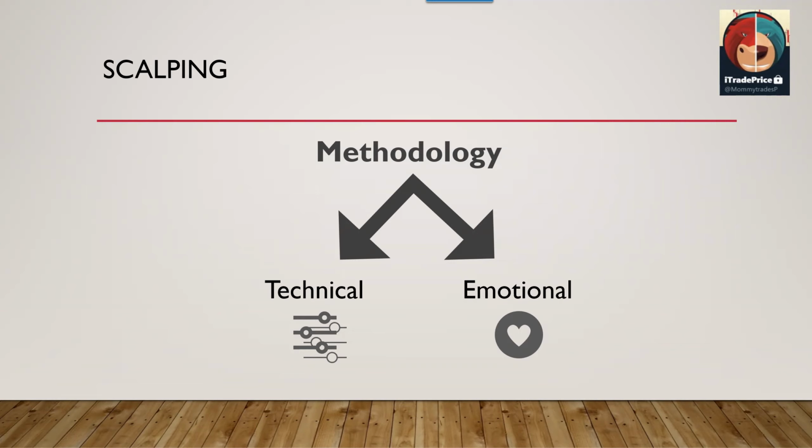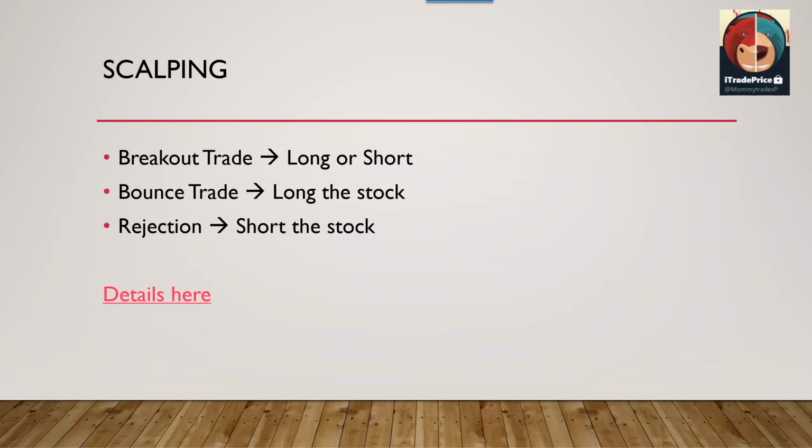The technical side is definitely something about patterns, about key levels, support and resistance, and all that stuff. So you have to know that as well. And before we get into the methodology from the technical side, I just wanted to quickly tell you guys that the way I define my scalping trades is in three broader categories. Breakout trade, right? If the stock is getting out of a certain range going up, it's a long, otherwise it's a short breakout, right? If it goes below a certain support level and breaks down on the downside, that's a breakout trade on the short side.